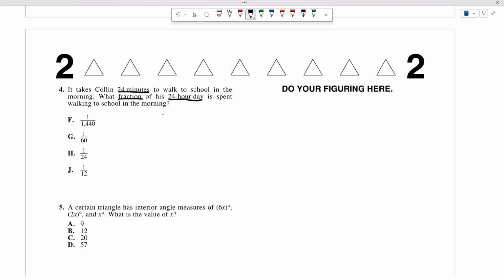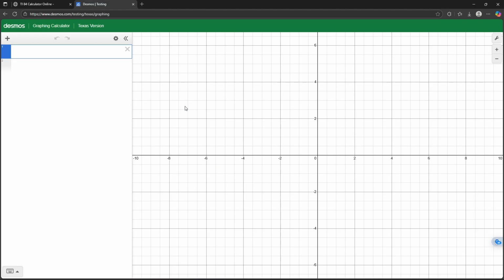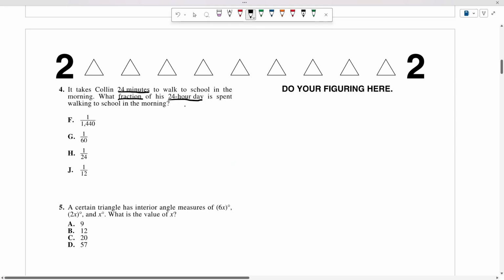What we need to do here is figure out how many minutes those 24 hours are. So I'm going to go to my TI and I'm going to hit 24, right? 24 hours times 60 minutes. And this is going to give me the number of minutes in a day, okay? 1440, great. So what that means is we have 1440 minutes in one day. So our fraction is going to be 24 divided by 1440.